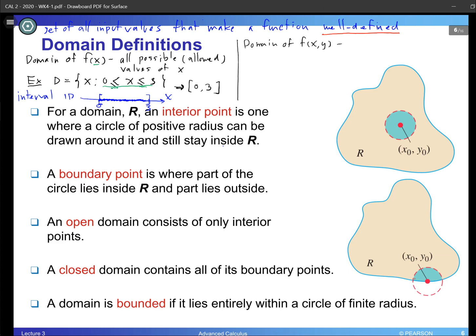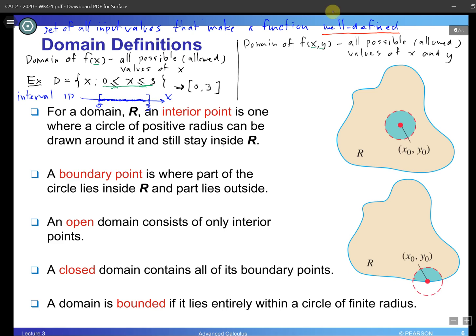It's going to be about the same. It's about the inputs, right? x and y. So here, all possible, or you can use the word allowed, values of x and y. Of course, we have two variables here, values of x and y.